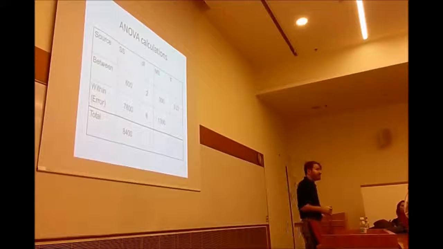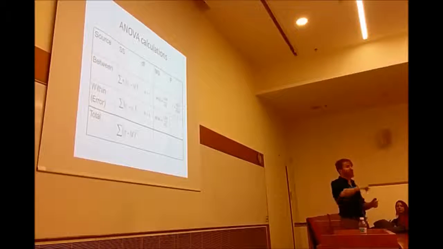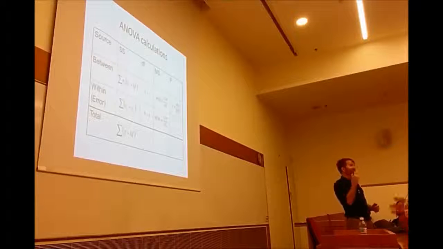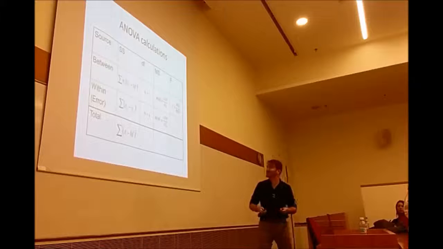Yes? What do N and K stand for? So N is the number of all the observations. K is the number of groups. K groups. Don't have to remember that anymore.